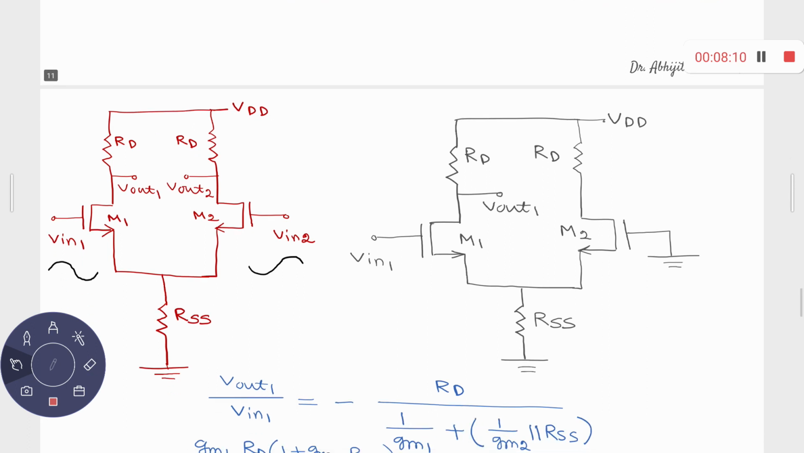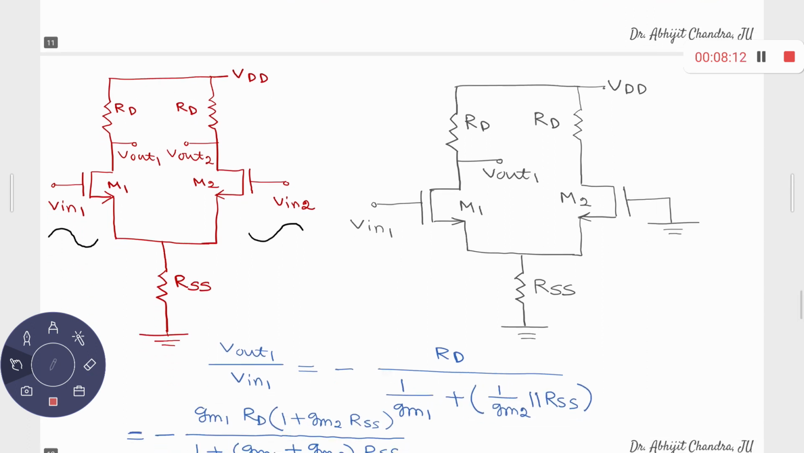First we apply V in 1 over here. As you can see, this time the applied input is a differential input. If V in 1 looks something like that, then V in 2 will look something like this, equal and opposite. In order to find V out1 minus V out2 upon V in 1 minus V in 2, let's apply the theory of superposition one after another. First we assume that V in 1 is acting alone, and let's find out what V out1 and V out2 are.